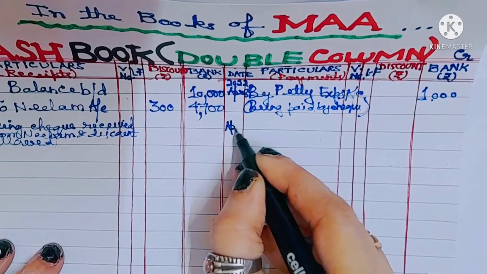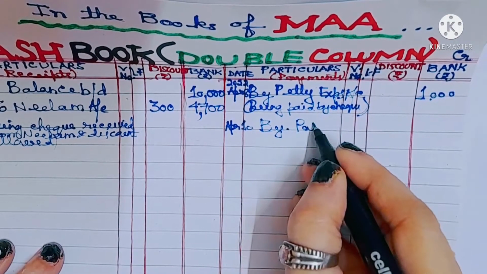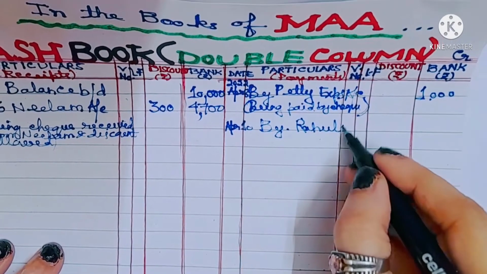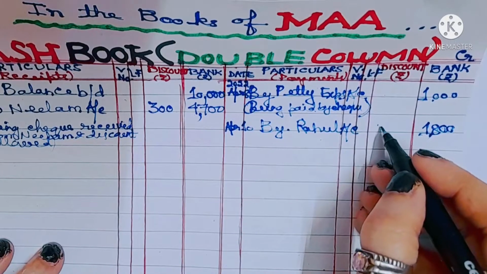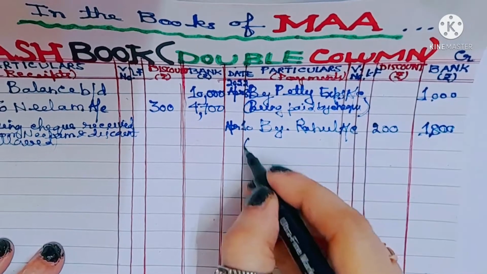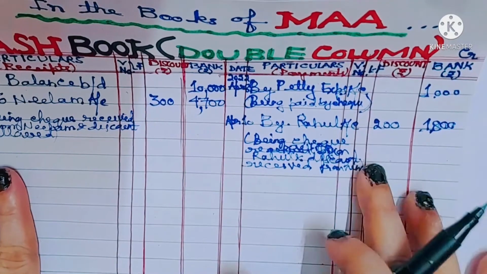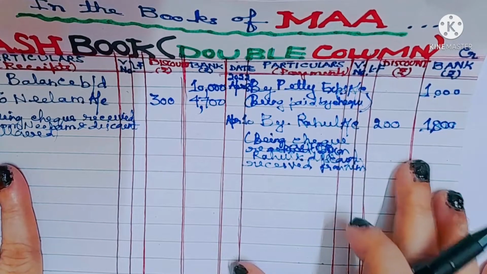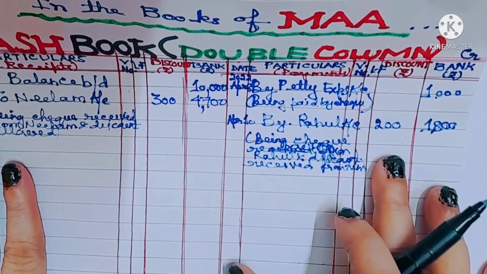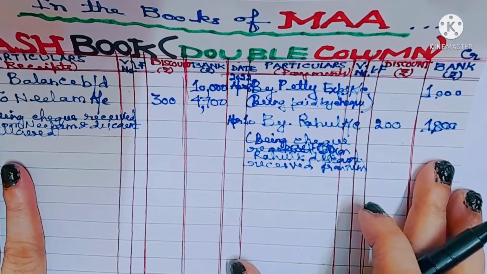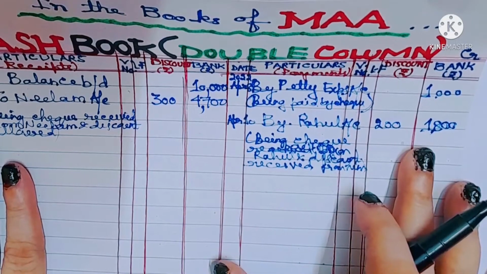On 10th April, by Rahul account, how much? In the bank column 1,800 and discount received from him is 200. Being check paid to Rahul and discount received from him. Here when check is paid to Rahul, bank is the giver of the check, so bank account will be credited. And moreover, when check is paid to Rahul, the bank balance is reduced. So obviously, bank account will be credited by 1,800. Okay, now let's see the next transaction.